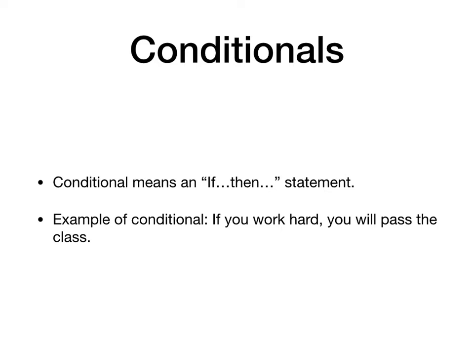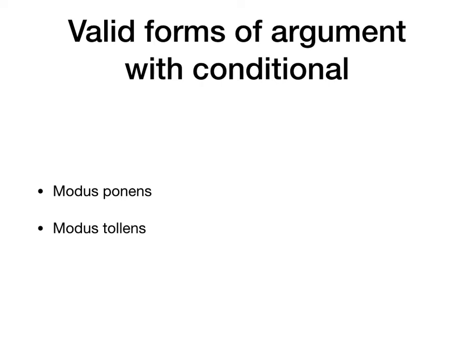Anyway, there are two valid forms of argument with a conditional. These valid forms will allow us to go from the fact that you have a conditional and another true statement to a third statement, right? They will be a valid argument once you have your conditional and one other thing. You can reach your conclusion. You know the conclusion couldn't be false. The two valid forms of argument with a conditional are modus ponens and modus tollens.